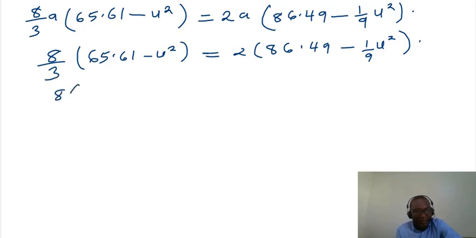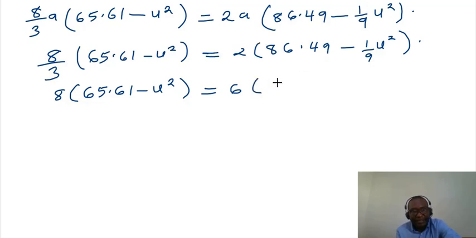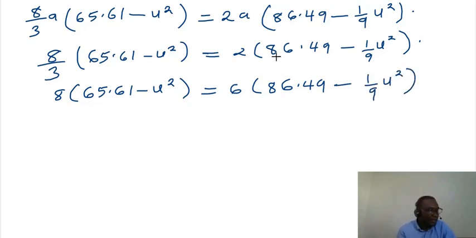So we shall have 8 into bracket 65.61 minus u squared, giving us, this is going to be 6, multiplying here by 3 into bracket 86.49 minus 1 over 9 u squared. Okay, now the next step is to open the brackets here.